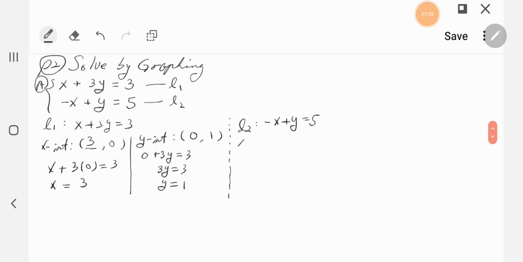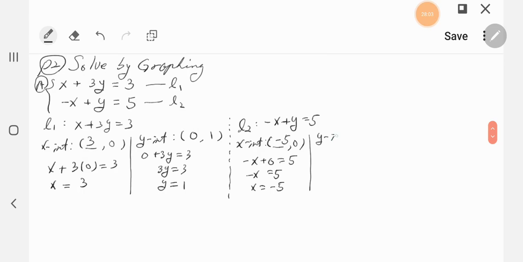So x-intercept, how do you find the x-intercept? Set the y value equal to 0. Always set the y value equal to 0. So negative x plus 0 is equal to 5. Negative x equals 5. So x is negative 5. Okay, negative 5 is the x-intercept.